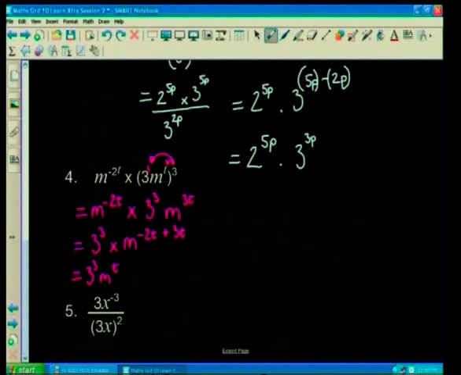Now you'll notice I haven't rewritten the times sign. That's because it's assumed that it is there already. When you write a number next to a letter, it's like you are saying 3 times m, or in this case, 3 to the power of 3 times by m to the power of t. And that's our answer for there.